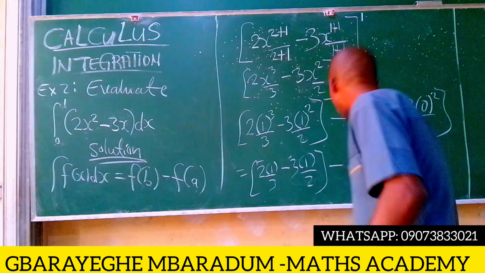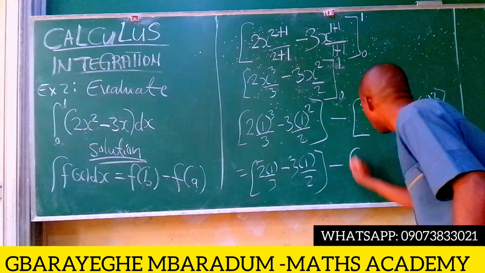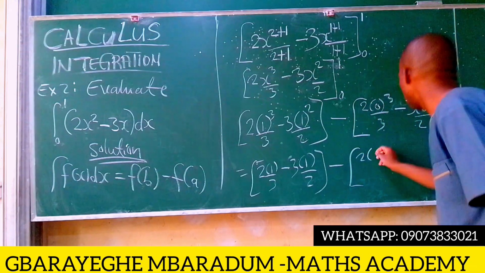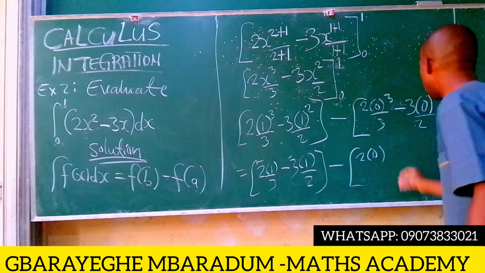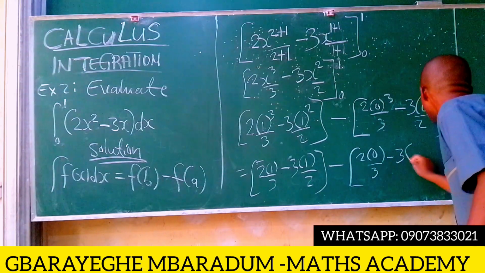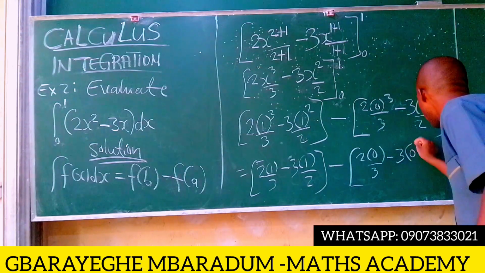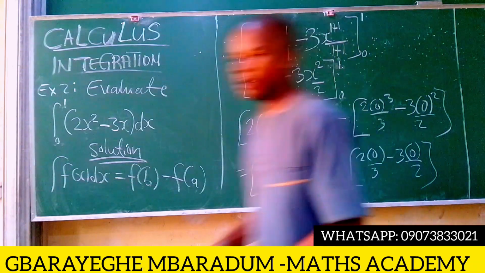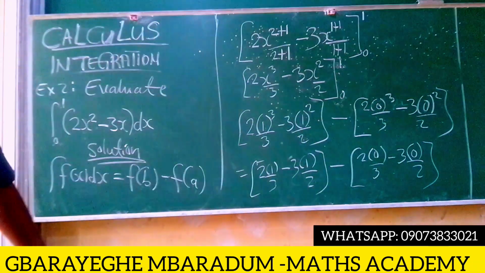Close the bracket. Minus, come to this side. We have 2 here, right? Bracket. 0 to the power of 3 is 0. Close the bracket. All over 3. Minus 0 to the power of 2 is 0, right? Close the bracket. Now let's expand it. We are not done yet.